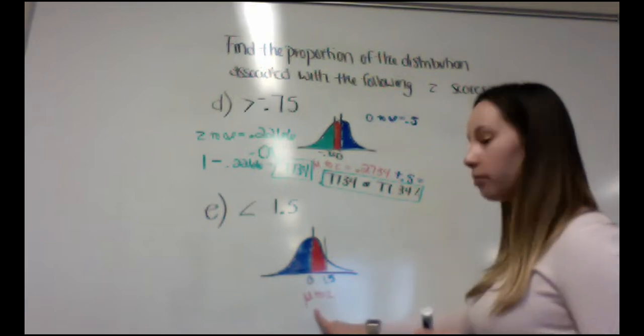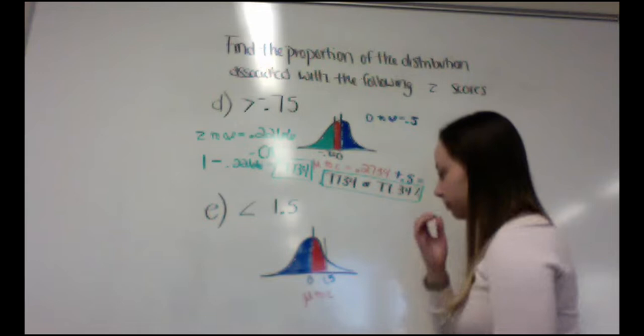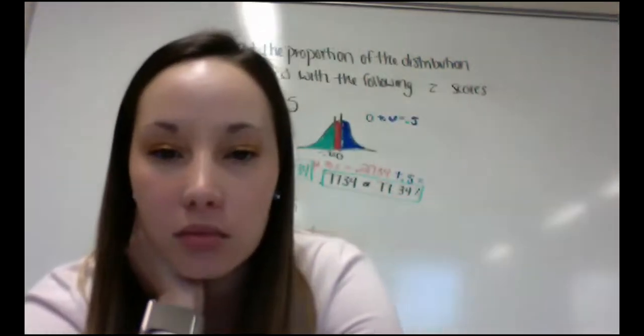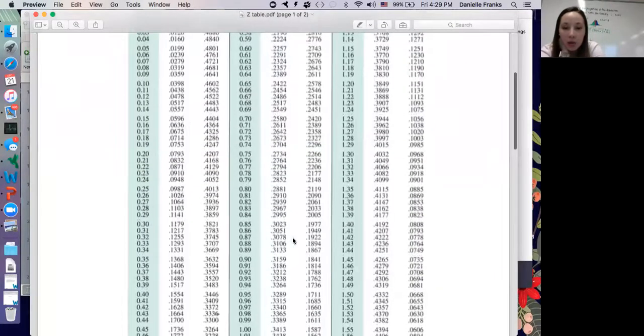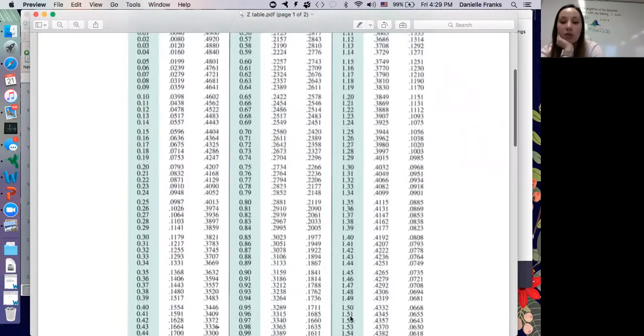So first we find the red piece by going to the mean to z column. So let's do that first. So the z-score that we are interested in is 1.5, which we see here. Our mean to z column, which is what we are interested in right now. We see that up here. So that proportion is 0.4332.